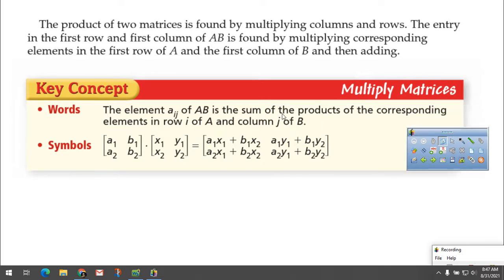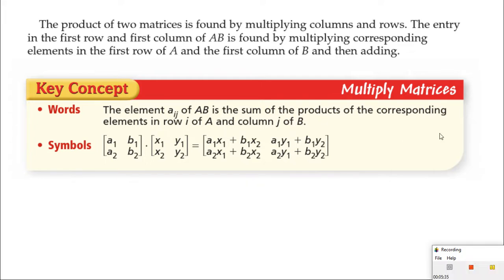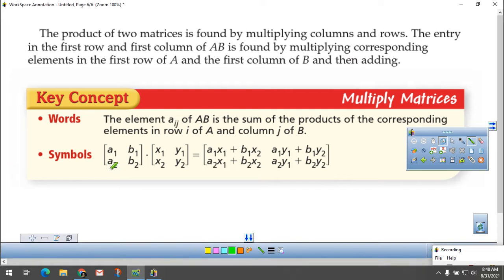The product of two matrices is found by multiplying columns and rows. The entry in the first row and first column of AB is found by multiplying corresponding elements in the first row of A and the first column of B. So for example, if you have a 2 by 2 matrix with A, B, A, and B, and a second 2 by 2 matrix with X, Y, X, Y, the way you multiply it is you multiply row times column.